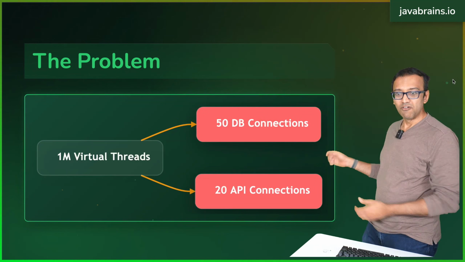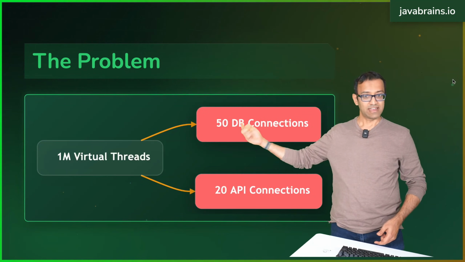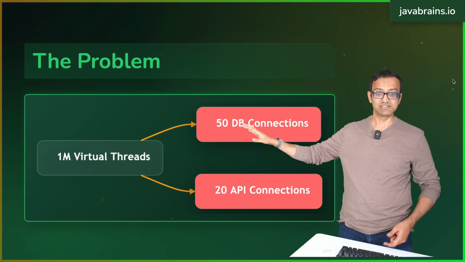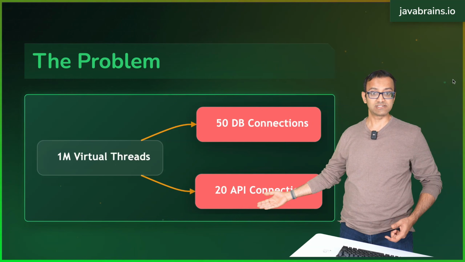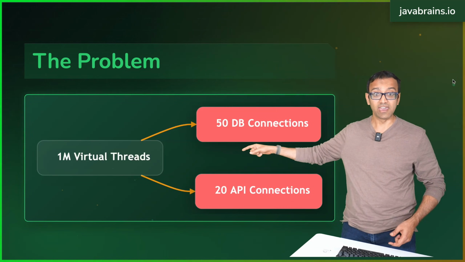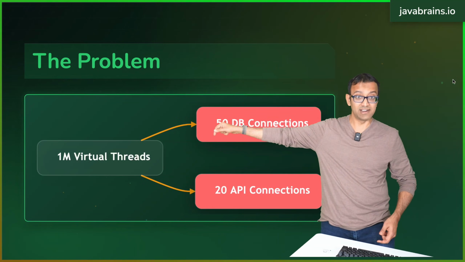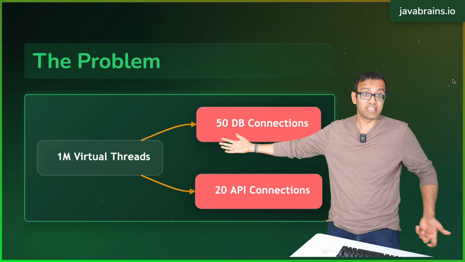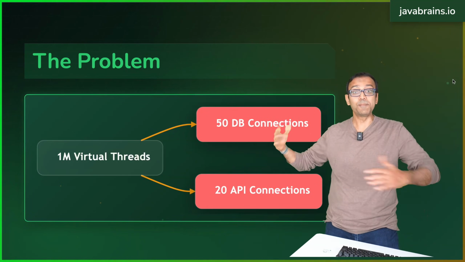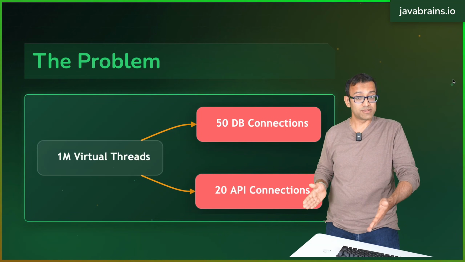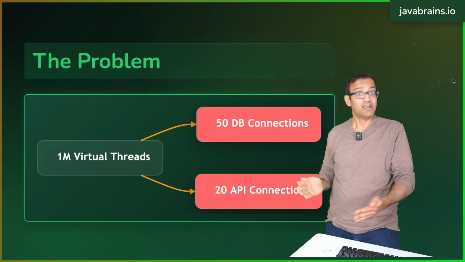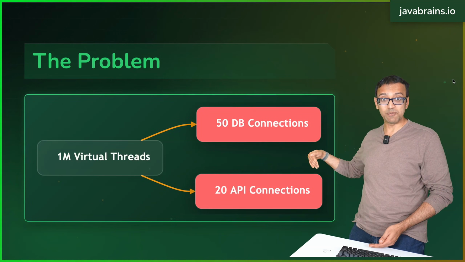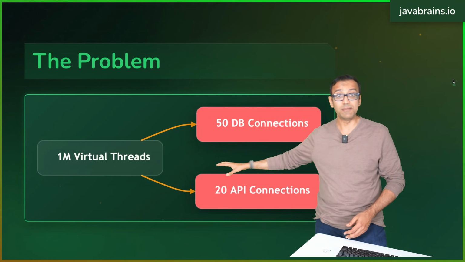So you have 1 million virtual threads that need to make a call to the database. You have only 50 database connections. That's a problem. You have only 20 API connections. That's a problem. You need to have some way of limiting the threads here, because the automatic limit that you had before with the regular threads, the implicit limit of only the available threads in the system, you don't have that anymore with virtual threads. This is unlimited now. Now these get bombarded. So you need an artificial limit there.